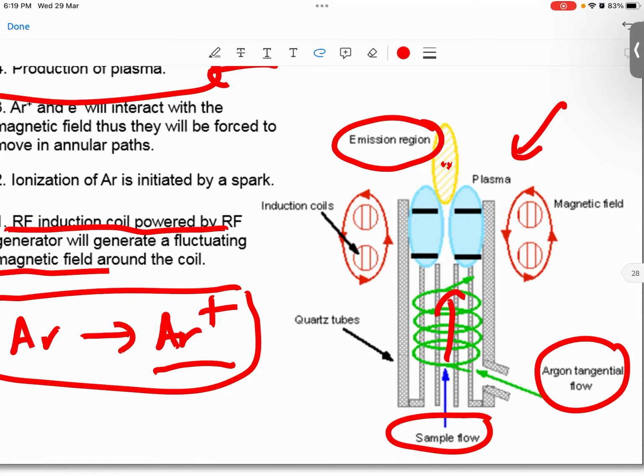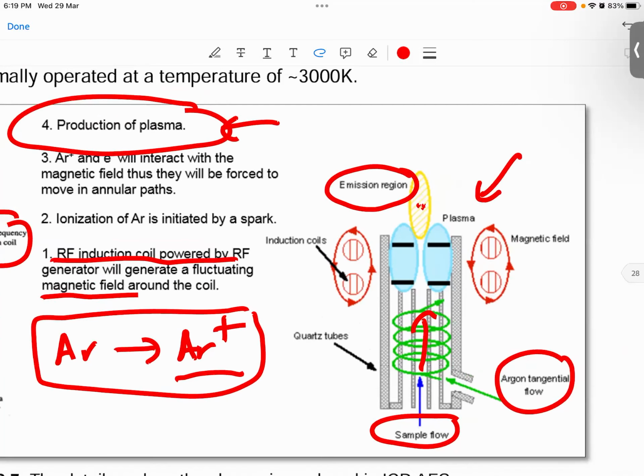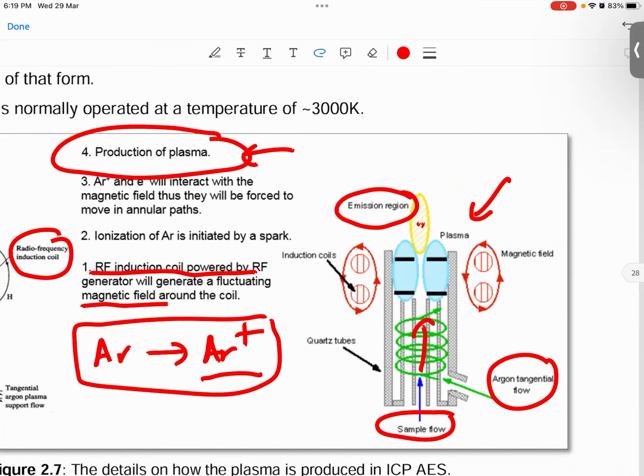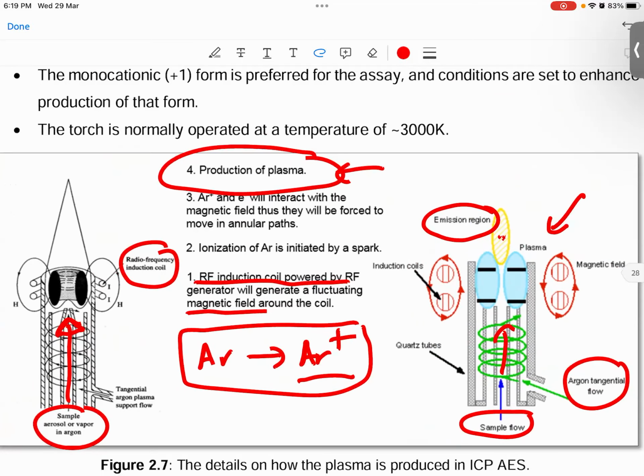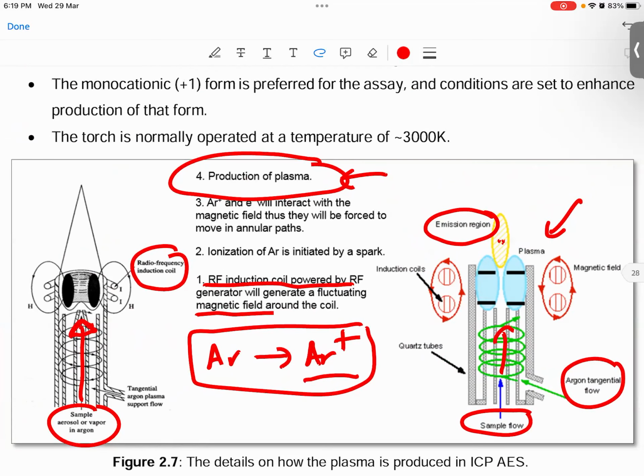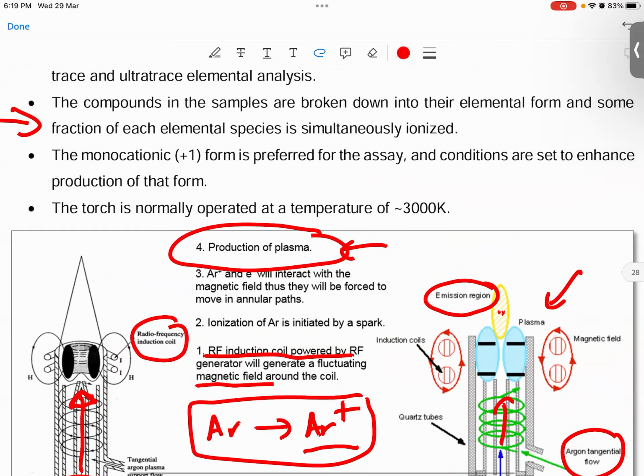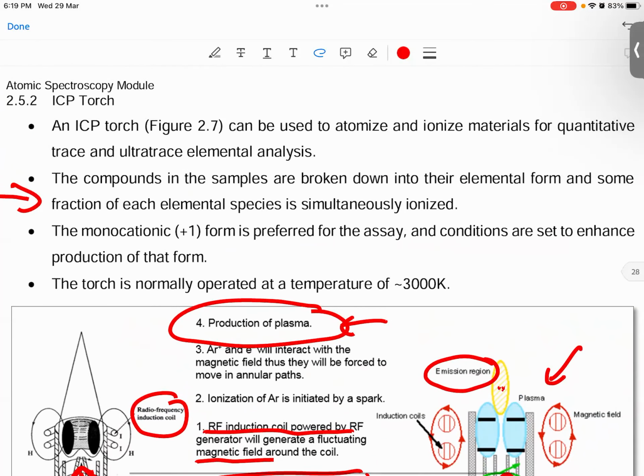Argon itself is very expensive. So you can imagine the maintenance and the cost that you need to have in order to use ICP to do the analysis. But of course it is much simpler and easier because it can do multiple elements at one time. And you can see that it is also very sensitive. Ultra trace means very low concentration.